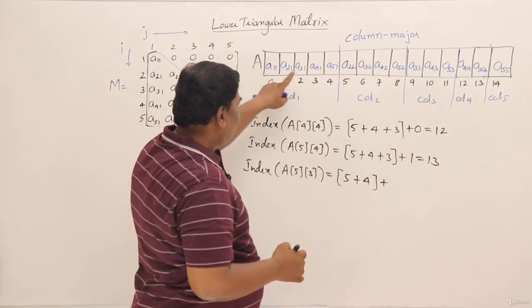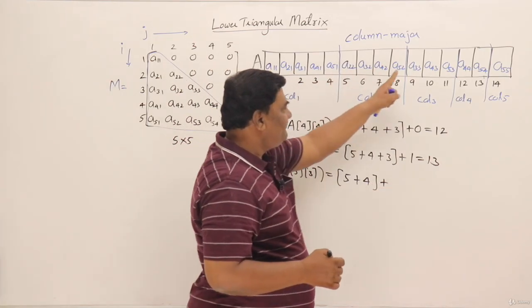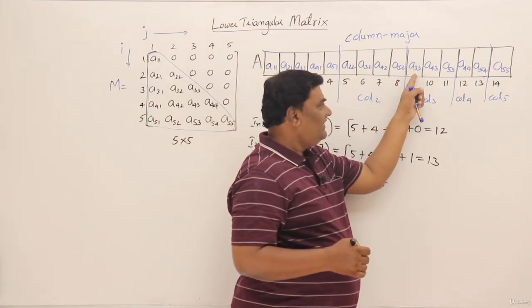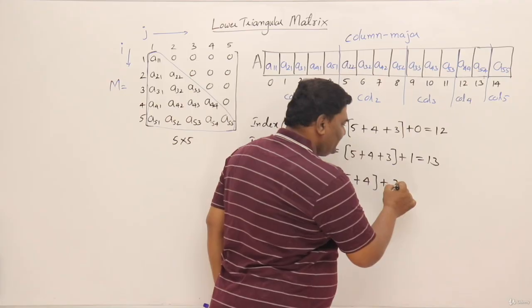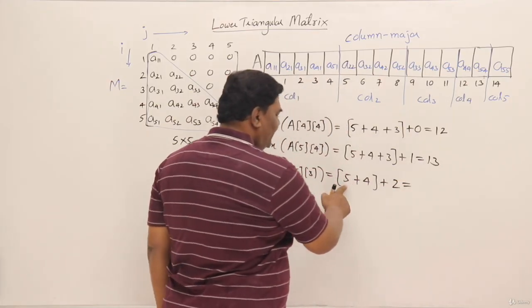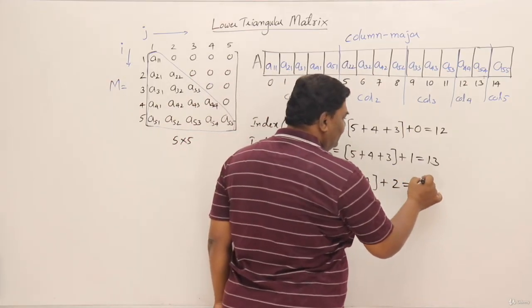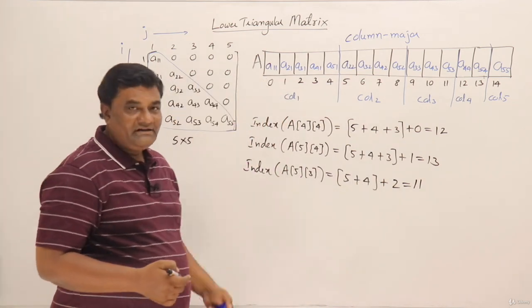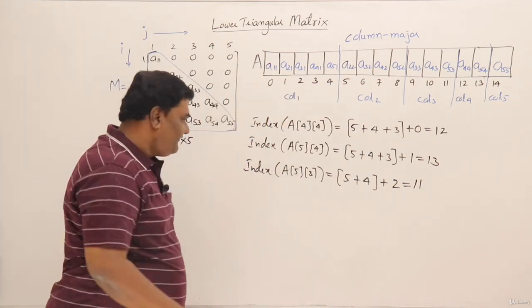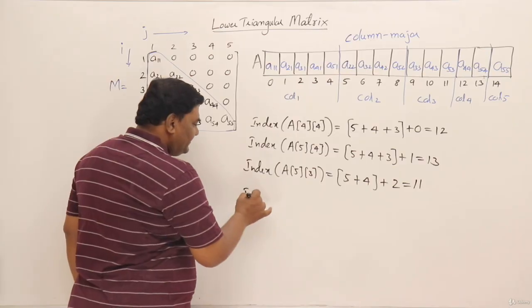When I have skipped the first column, I am here. Second column I skip, I am here. How much should I move ahead to reach that 5 comma 3? 1, 2. 2 places. So this is 5 plus 4, 9, 9 plus 2, 11. Index is 11. Yes, I am getting it. Then how can this be converted into the formula for any index i comma j?